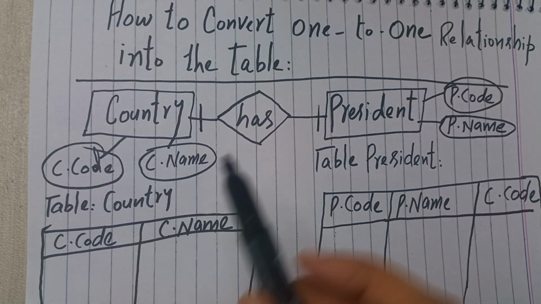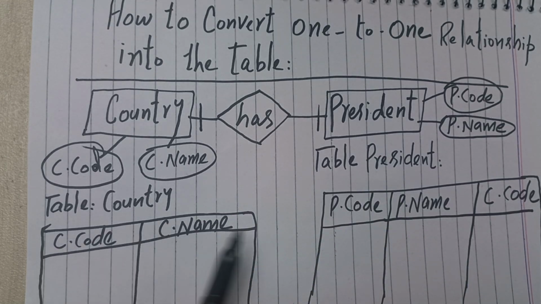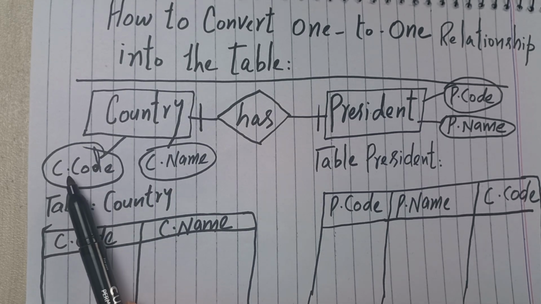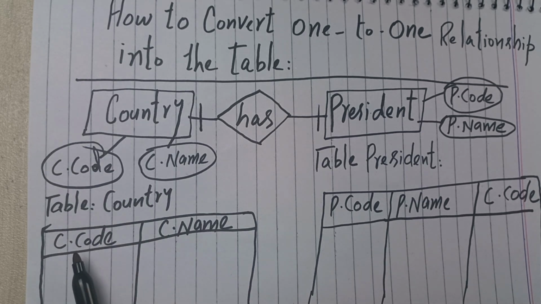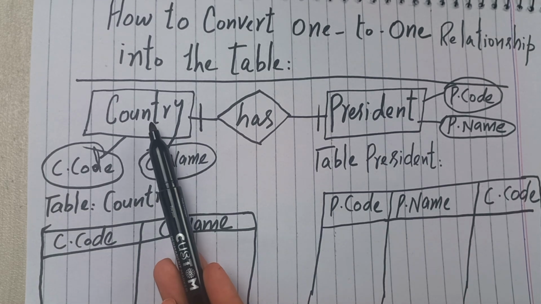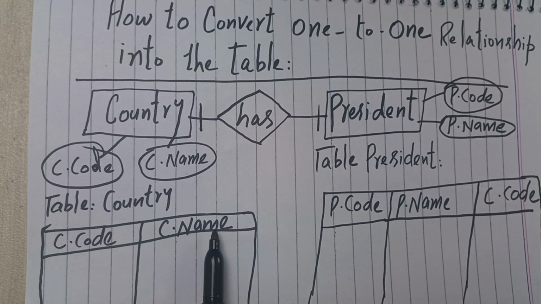When we convert this diagram into a table, we draw our table and the attribute names, country code and country name. Here in the table, these two attribute names are used as column names, country code and country name, and the name of the entity, which is country, is used as the table name. Now the table name is country and it has two columns, country code and country name.